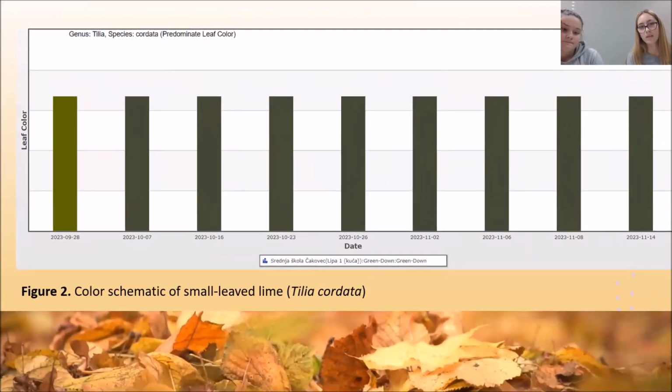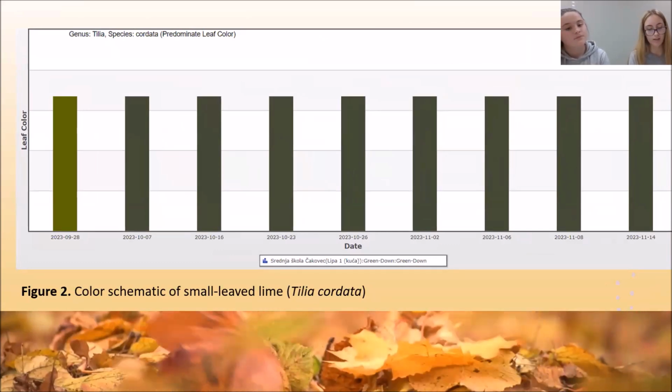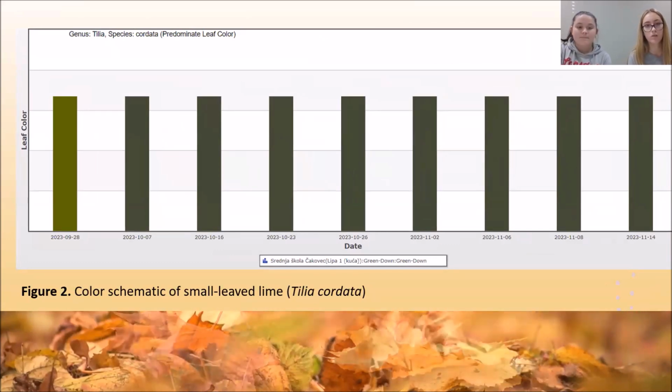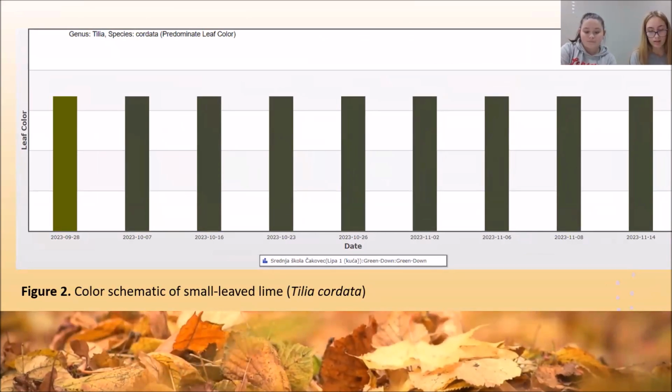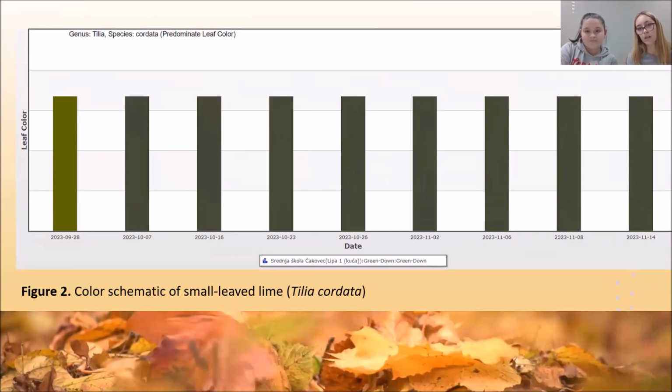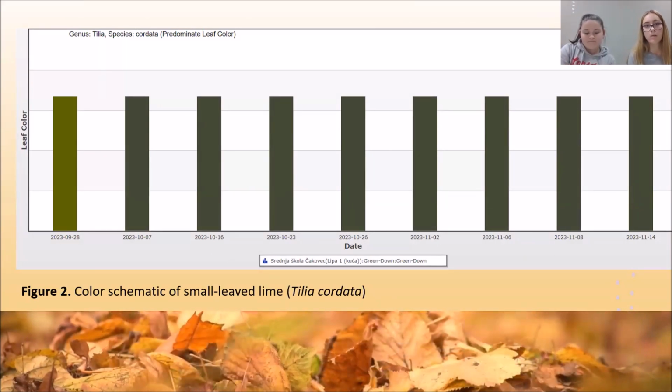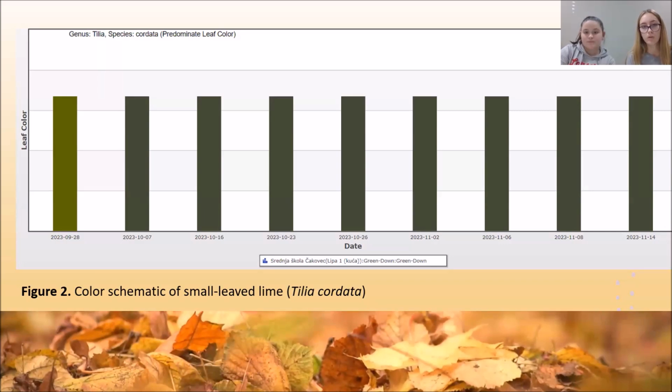This slide shows the yellowing of the small-leaved lime, and the first color change was on October 7th. And last Friday, on October 24th, all observed leaves fell. The leaves of the small-leaved lime changed colors 3 times during the observation.